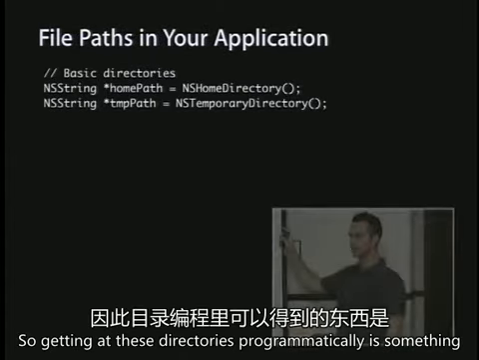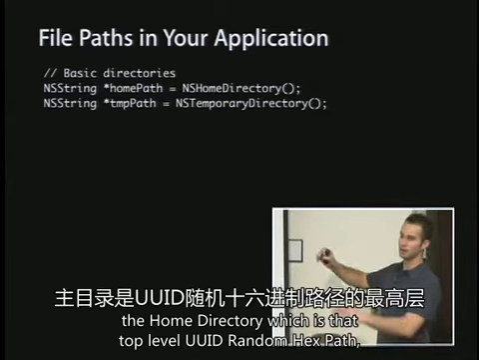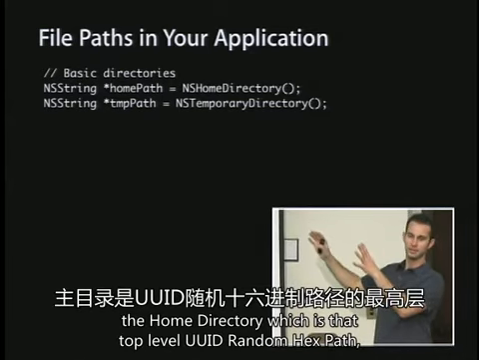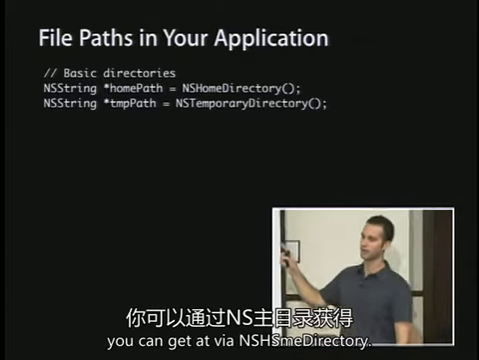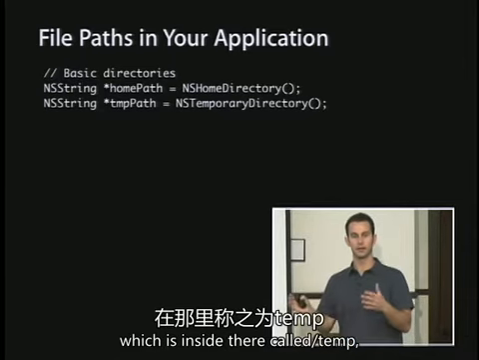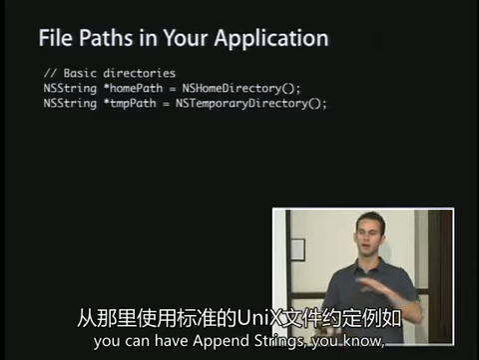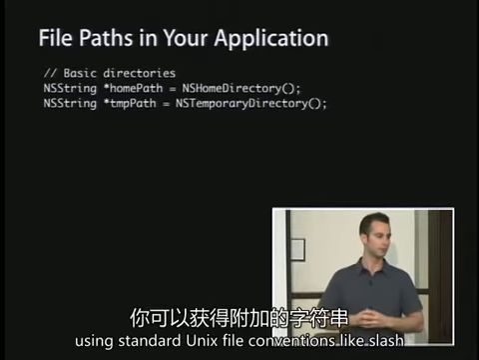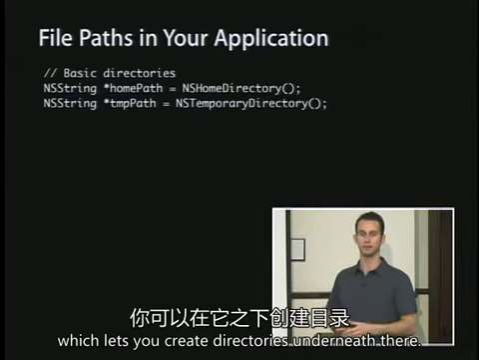So getting at these directories programmatically is something you need to know how to do. The home directory, which is that top-level UUID random hex path, you can get via NSHomeDirectory. And the temp directory, where you can just write temporary files, which is inside there called /tmp, you can access via NSTemporaryDirectory. From there, you can append strings using standard Unix file conventions like / and then some more paths. And NSFileManager lets you create directories underneath there.